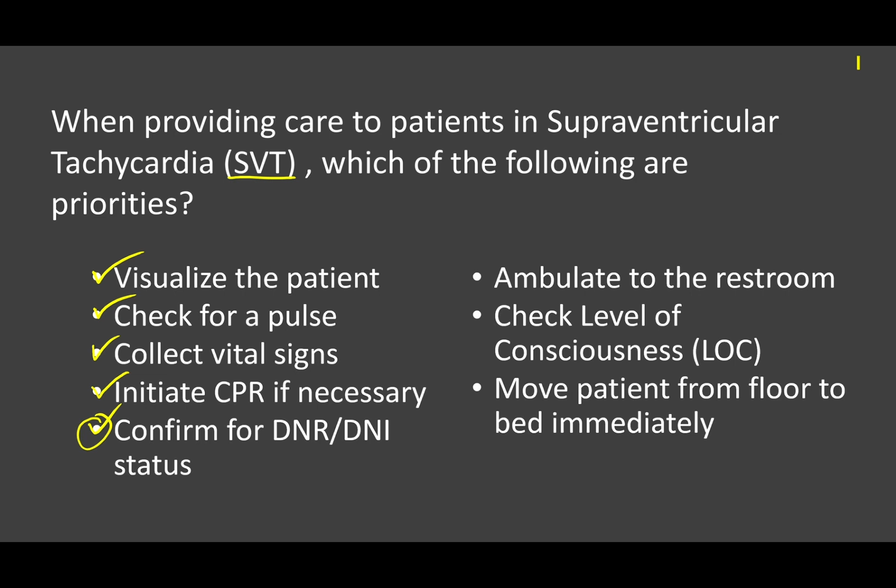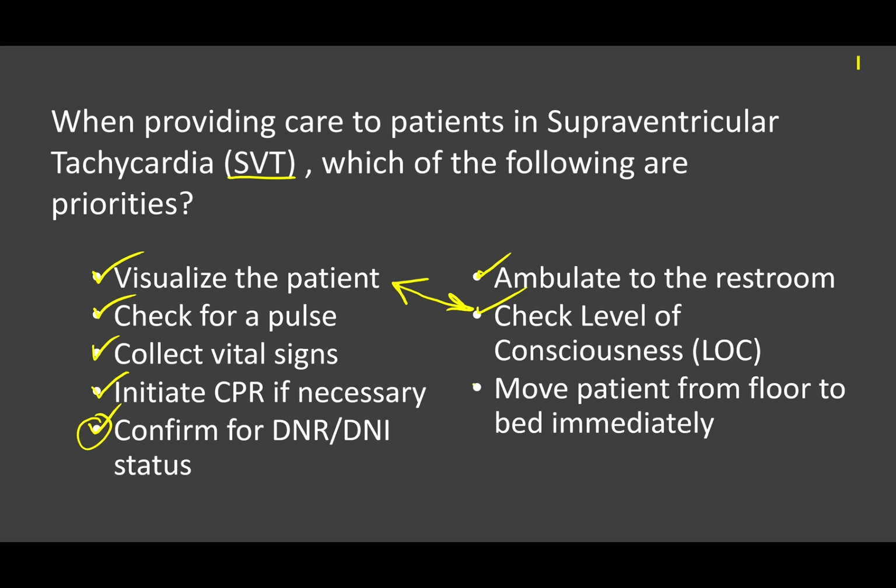Obviously, if there's no way of knowing, err on the side of a good Samaritan and start intervening accordingly. But if you're able to check for a purple wristband or know what their wishes are, follow them. Are you going to ambulate a patient to the restroom who's in SVT, especially if it's new onset? Absolutely not. There's no ambulation. Keep them in bed. Check level of consciousness, of course, but that's again part of your visualization of the patient. It's part of talking to them and working with them.